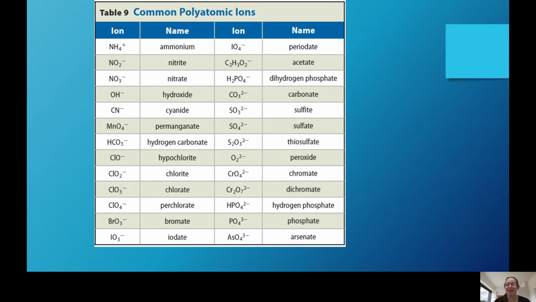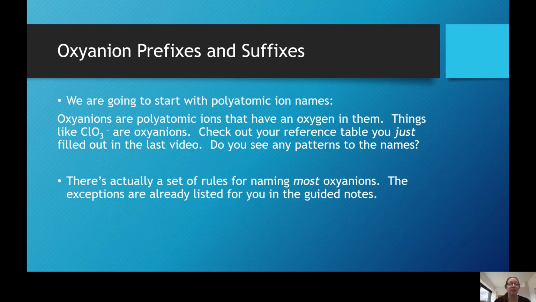And we're back. All right, so we're going to talk about oxyanion prefixes and suffixes. Now, oxyanions, if you're looking at your reference table for the polyatomic ions, are anything that has an oxygen bonded to it. So these are things like your ClO3, CO3s, CO4s. There's some CrO4s in there. So anything that has an oxygen in it, that's O.